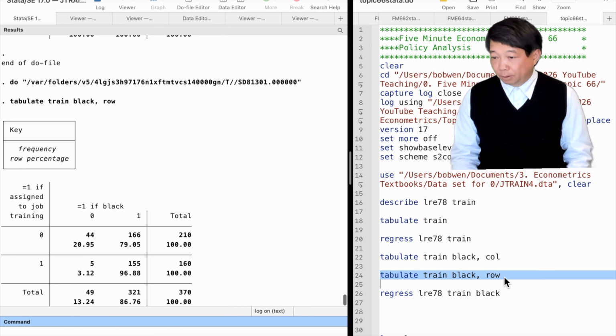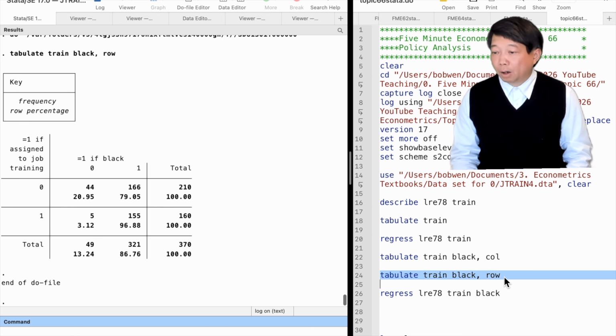If we examine the table using the row option, we find that among workers who did not receive job training, 79% are black. Among those who did receive training, 97% are black. Most of the workers who received job training are black workers. This highlights a systematic difference in the racial composition of workers with and without job training.